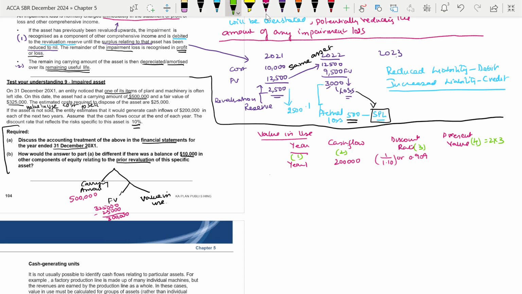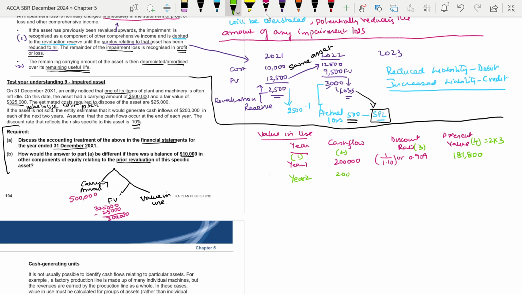How much will it come? I don't have the calculator right now. You have to get one. From tomorrow's class, a calculator is very important. It comes to 181,800.